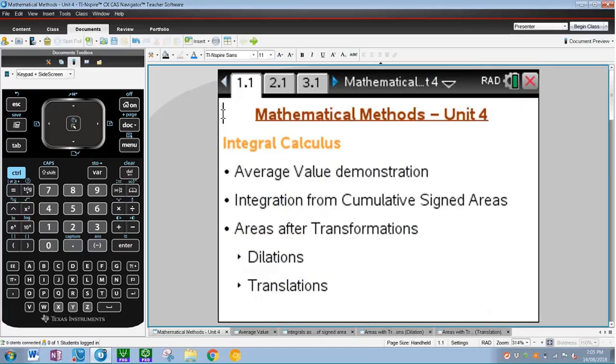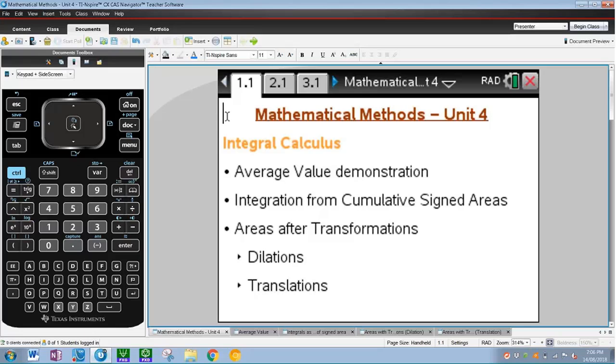So just as a quick list of what I'm going to be doing today, I've got a little demonstration on average value. I find that over my couple of years of teaching the average value, there's a deep conceptual misunderstanding about what average value is. Today I'm going to show you a way that we can hopefully dispel any myths or misunderstandings regarding that. After that, I'll be looking at integration from the point of view of a cumulative signed area. And then after that, I'll be moving on to areas for transformation.